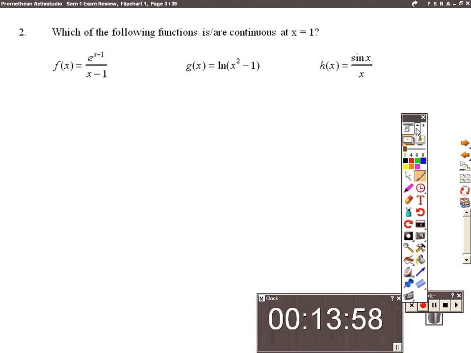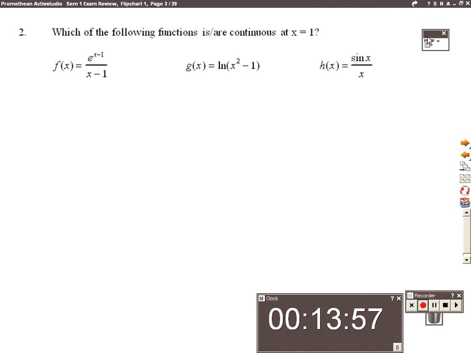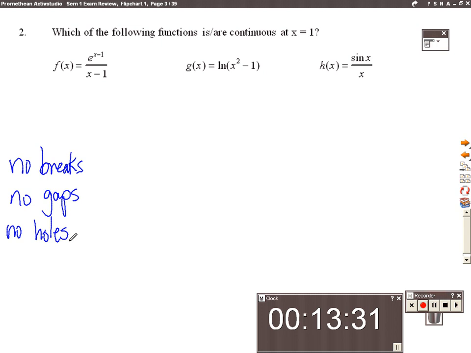Alright, let's start. The second problem deals with continuity, and just to remind you, continuity has to do with whether or not a function has no breaks, no gaps, no holes. No breaks. In other words, that would be more like a vertical asymptote. No gaps. That would be what we would call a jump discontinuity, and no holes. Another way to talk about continuity is if you can draw the graph without lifting your pencil.